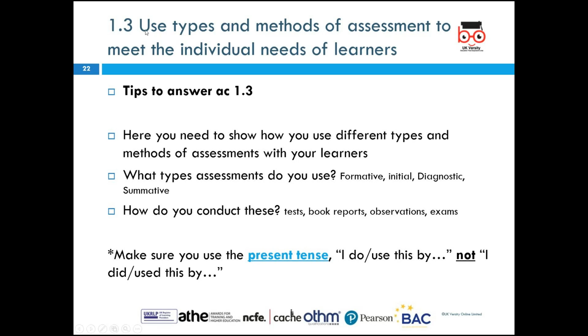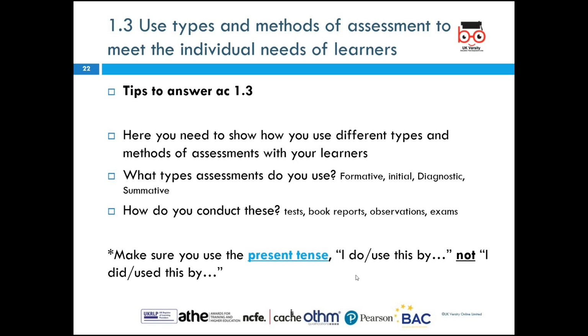Now on here, because it says use, again, this is present tense. So make sure that you write I do or I use this by, not I did this by or we used this by or when I was in class. You go, when I am in class, this is what I do. So make it present tense.